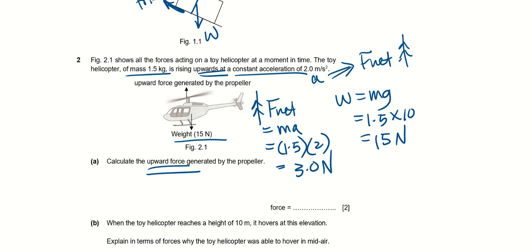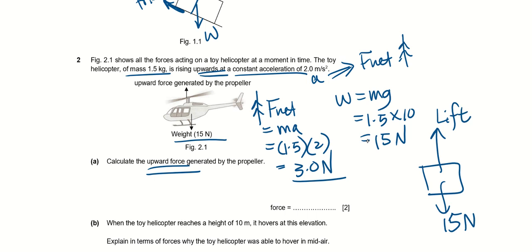Calculate the upward force generated by the propeller. So is the upward force 3 Newton? No, that is actually the F net. So if I were to draw a free body diagram, I will have 15 Newton acting downwards because of the weight. Recall, free body diagram shows all the forces acting on the body. So there must be an upward force, maybe I call it lift or the upward force, right?